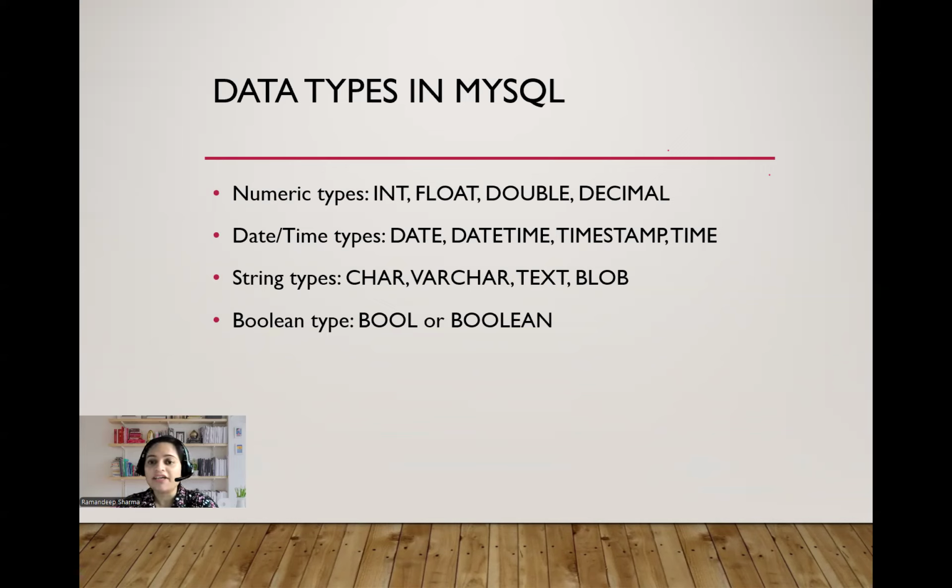And double is for double precision, if you have to store large decimal points. Got that. And similarly decimal is used for large decimal numbers, but with an unlimited range. The next is the date and time types.